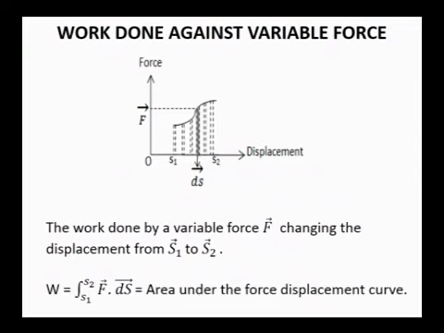In the previous cases we talked about constant force being applied. Let us say you have a variable force applied. The work done by a variable force over a changing displacement, let us say it is going from S1 to S2. Here we can divide this curve into smaller intervals, each interval being a small ds, and then work done will be the integral from S1 to S2, that is from the initial distance to the final distance, of F dot ds, which is nothing but the area under the force displacement curve.